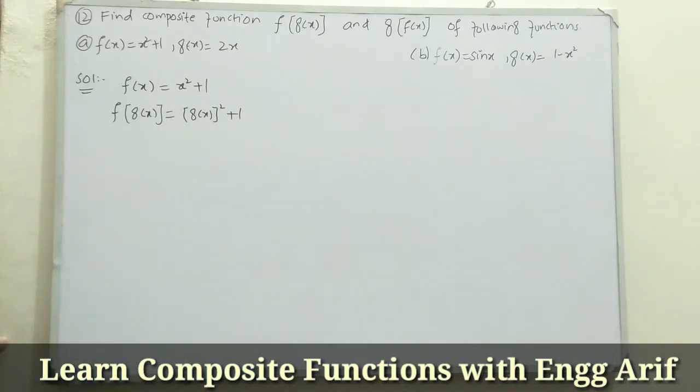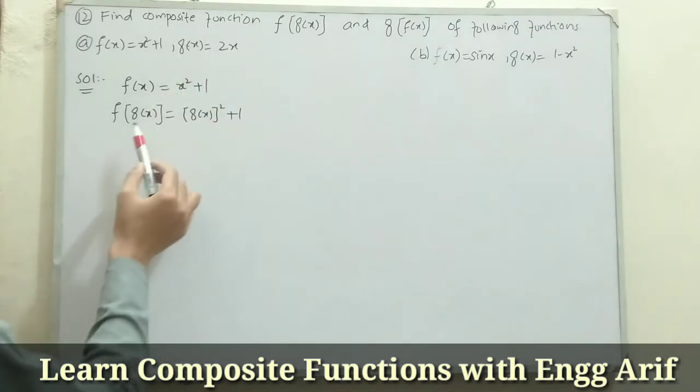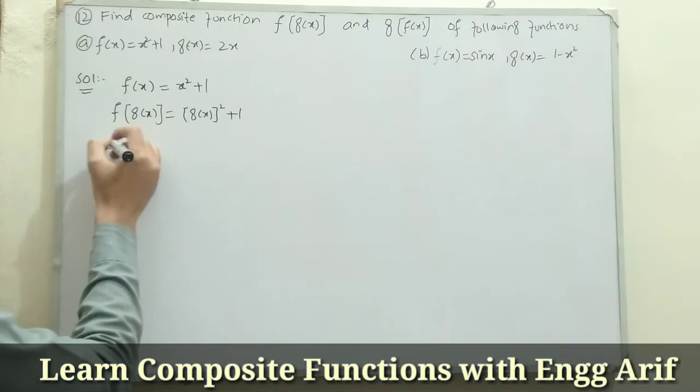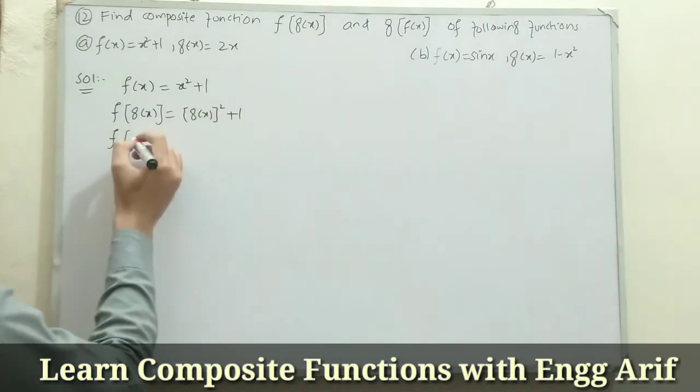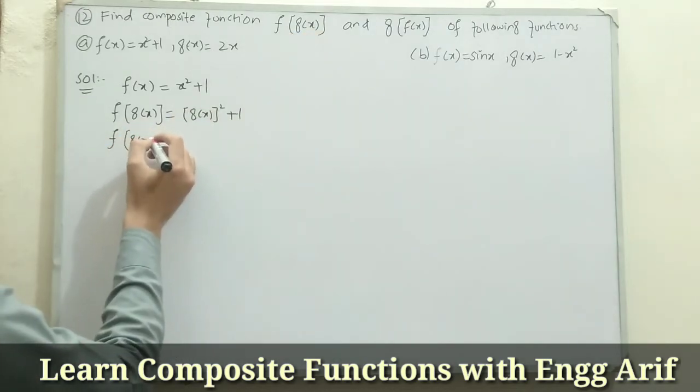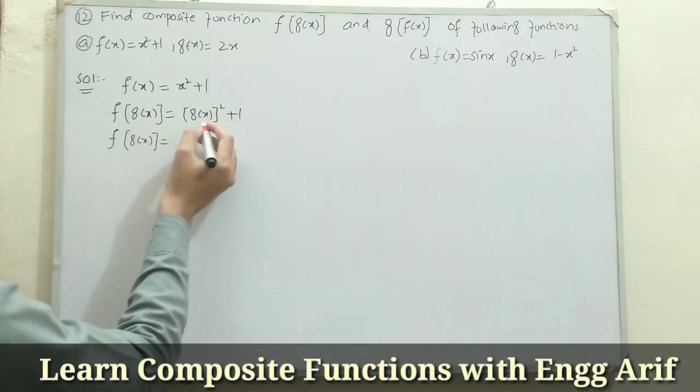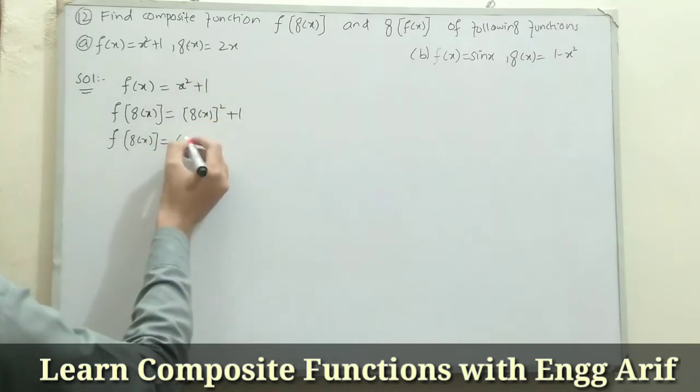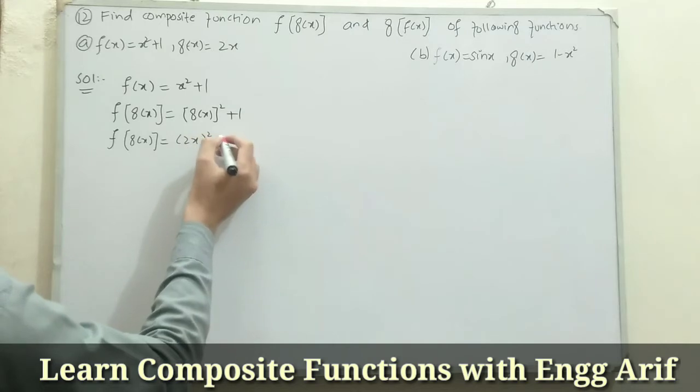Now put the value of g of x. G of x over here is 2x. So put 2x over here. So it becomes f of g of x. We are going to find g of x. So g of x is equal to 2x. So put 2x over here. So it becomes 2x whole square plus 1.